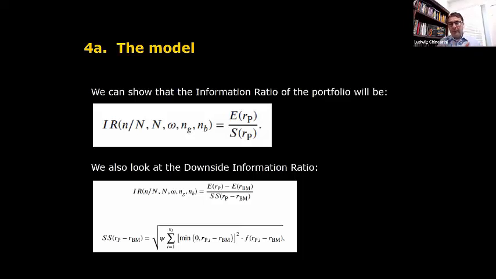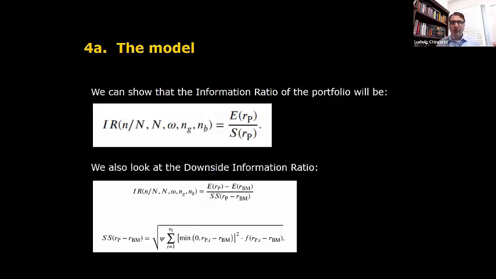So it is technically the expected return of the portfolio minus the expected return of the benchmark, over the standard deviation of the portfolio minus the benchmark, or tracking error, but it's the same as this in this particular case. This is what we're going to try to maximize, our information ratio. We also look at the downside information ratio, because we discovered that especially in cases of extremely good active management, the information ratio breaks down, which is interesting in itself, but it's not really the primary purpose of the paper.